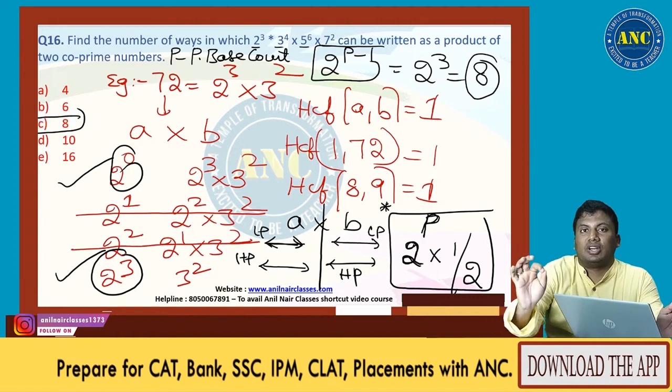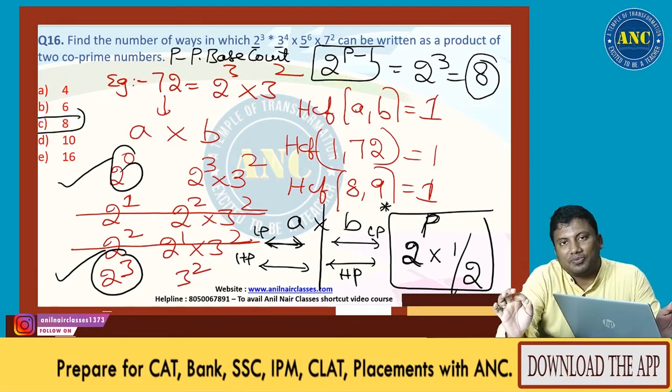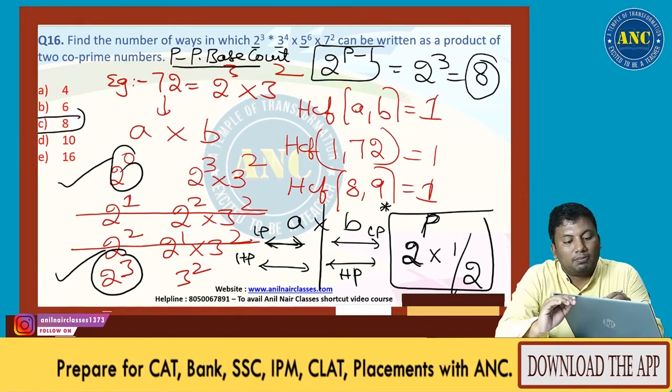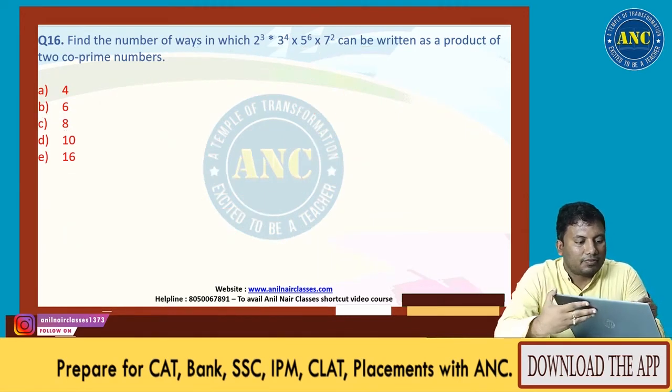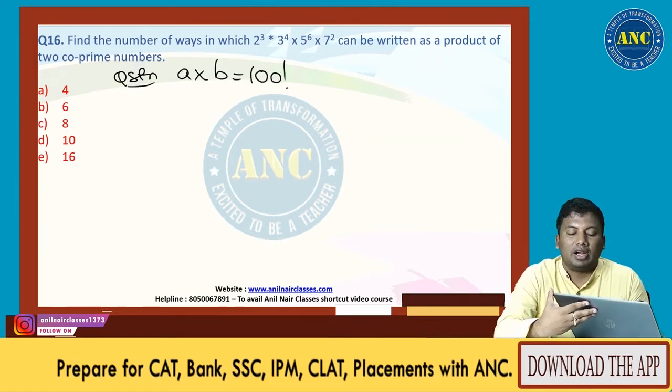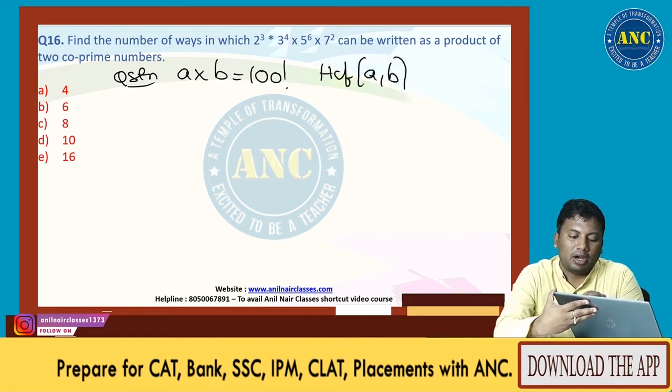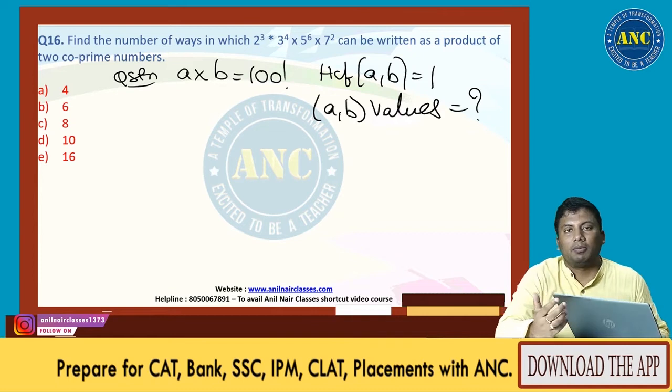If the same question is asked in variable format, we have to take an ordered pair. P is the prime base count, and 2 power p minus 1 is for the unordered pair. Suppose I change the question: a into b is equivalent to 100 factorial, and HCF of a comma b is equivalent to 1. How many values can a comma b take?